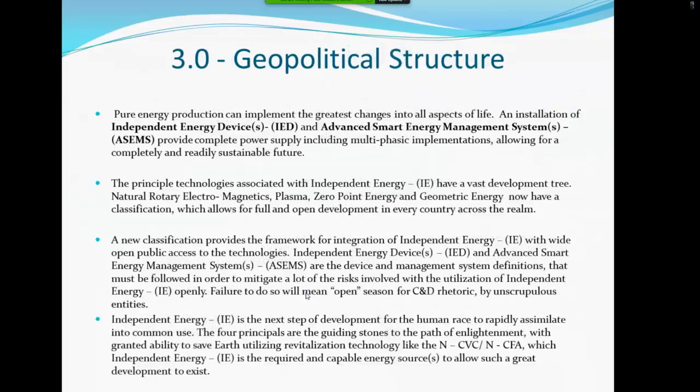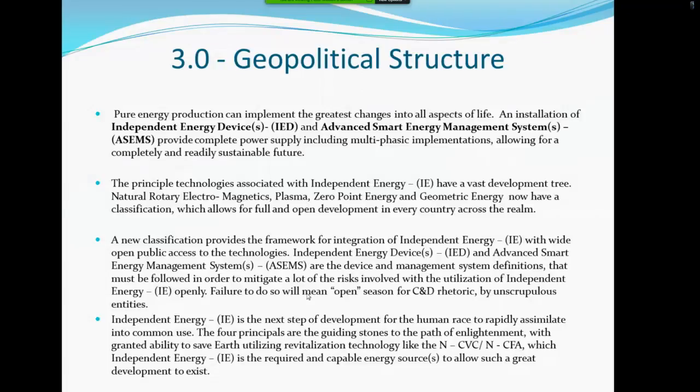It's almost done. So pure energy production can eliminate the greatest changes in all aspects of life. We know that. An installation of independent energy devices and advanced energy management systems provides complete power supply, including multi-phasic implementation, allowing for a completely and readily sustainable future. Now, remember, this all involves plasma as well, and it covers future plasma developments, hybrid developments, everything. This is our operating standpoint for everything.